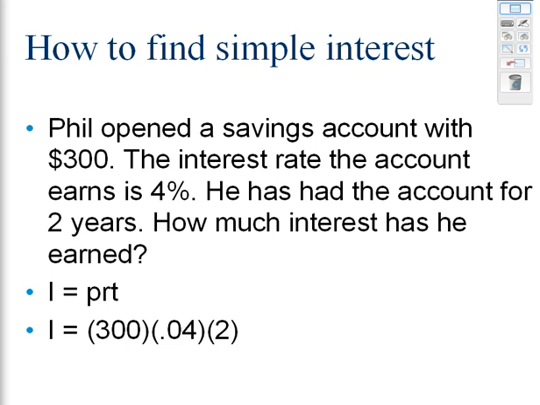Okay, the key is with percentages. 4% is actually the number 4/100ths. Percent is always out of 100. So 4/100ths is written as 0.04. That's something we've talked about in class.